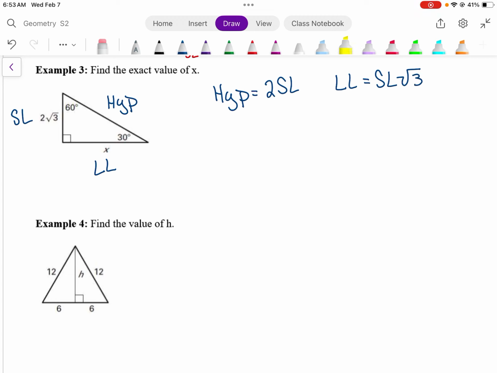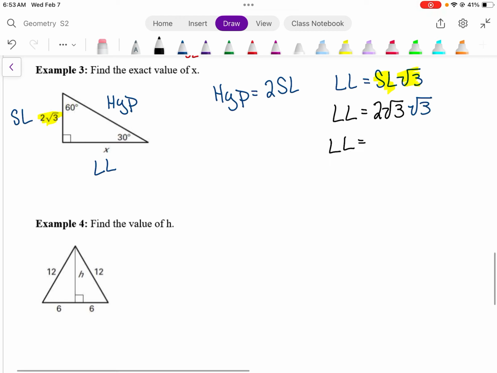All right, so if we look, they gave us the length of the short leg. So the short leg is 2 square roots of 3. And just like last time, even though there's a square root of 3, we still have to include the square root of 3 to get the length of the long leg.